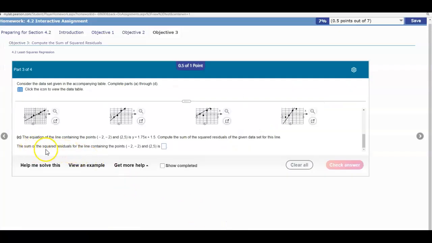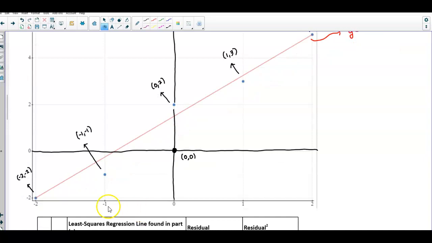Okay, and so what we want to do now is, in the question, they want us to find the sum of the squared residuals. So we need to find the residuals first, and then we're going to square it. Now the residual is the distance from our points to the line. Okay, and so what I mean by that is, if we take a look at this first point, -2, -2, it is right on the line.